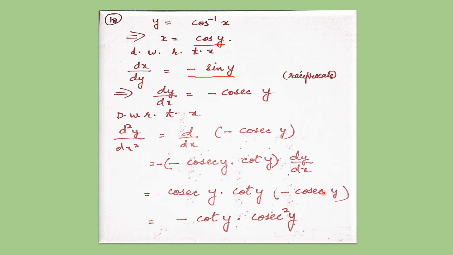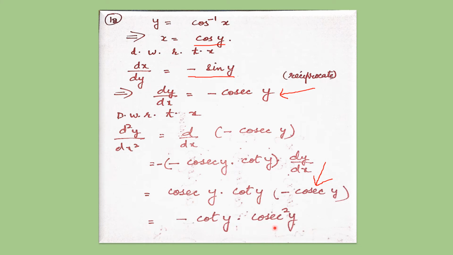Now how do you proceed? What you have to do is pick up the value of dy by dx from here and substitute that value here. What is the value of dy by dx? It is equal to minus cosec y. So I substituted the same value here, right? So this minus will turn to positive. I will get cosec y cot y into minus cosec y. So if I solve this whole line, I will get minus cot y multiplied by cosec square y.